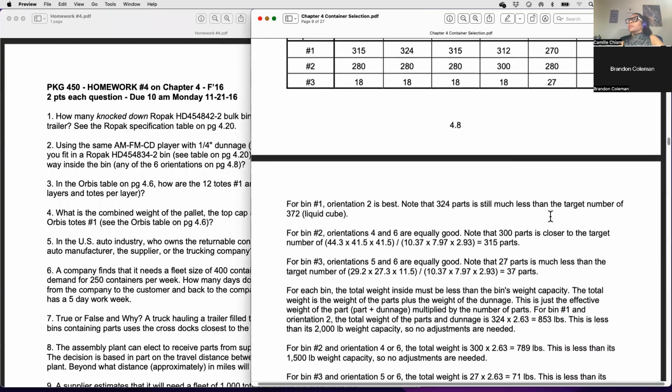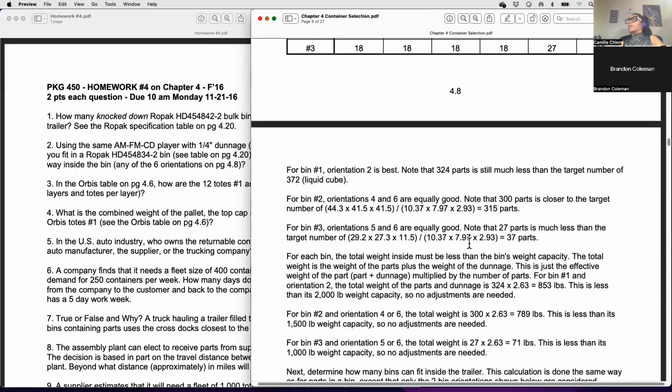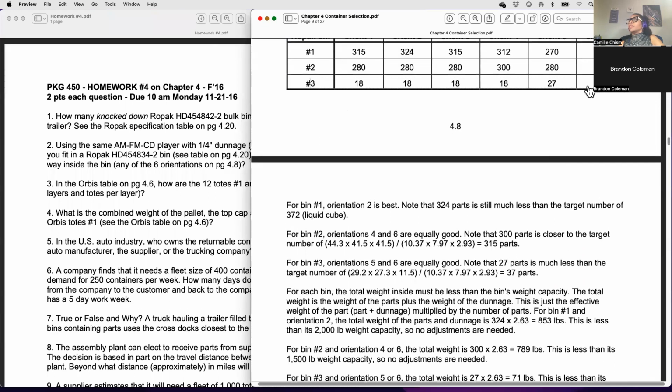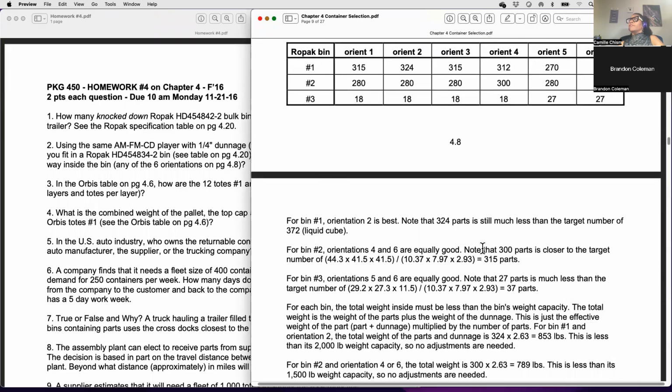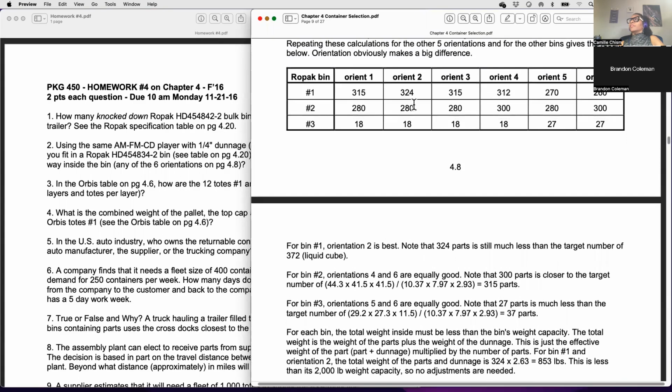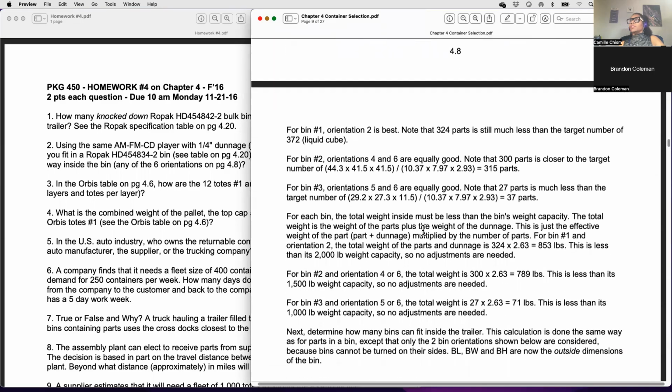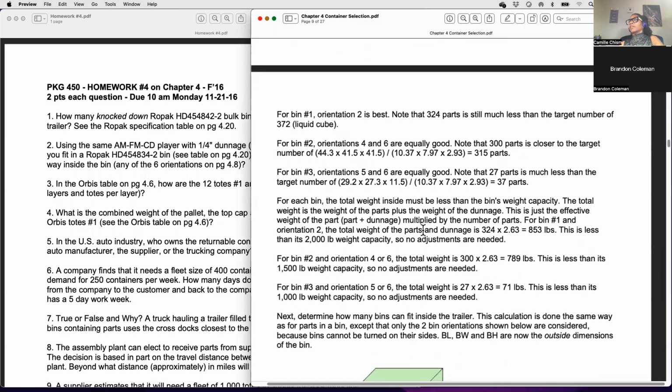And this one, when they did the liquid cube for this one, they saw was 37. So they have 37 versus 27. 315 was the max for that liquid cube versus 300. And then you got the 372 versus a 324. So you can see in each case you get significantly less.